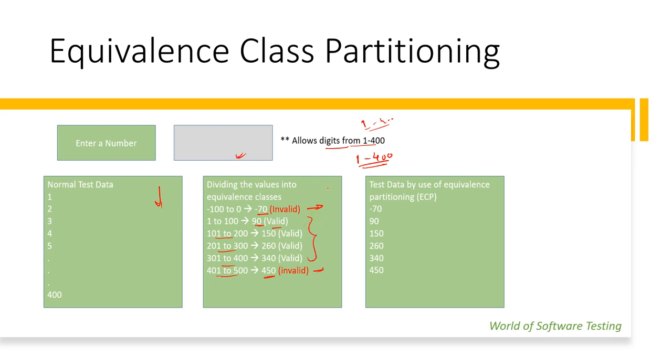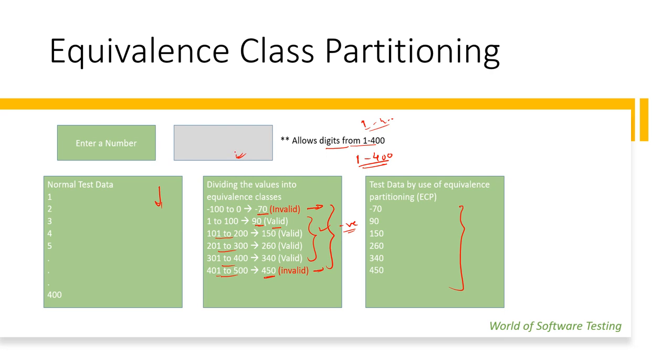We can perform the positive testing with the help of these valid scenarios, valid values, valid inputs, or the valid test data, and we can perform the negative testing with the help of this invalid test data, which should not get accepted within this text box. So with the help of equivalence class partitioning, we have this data here now. We have to test only these six values.